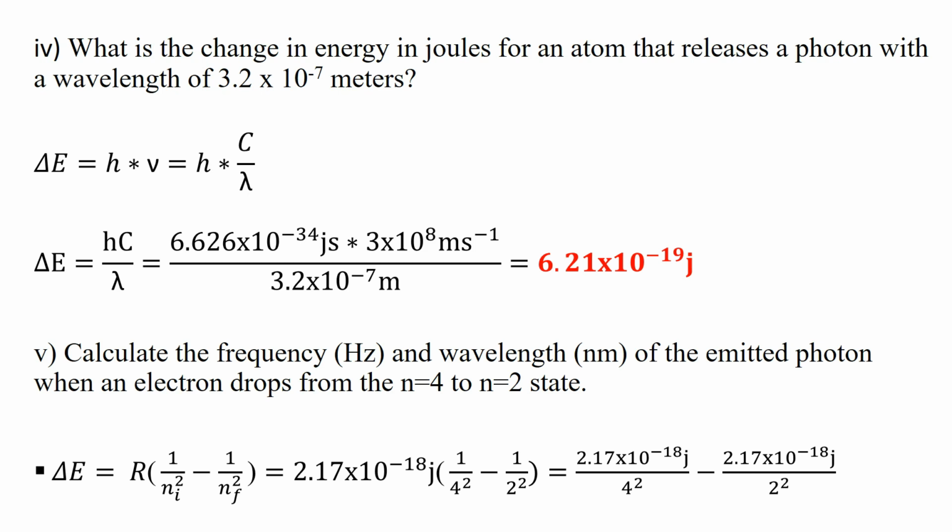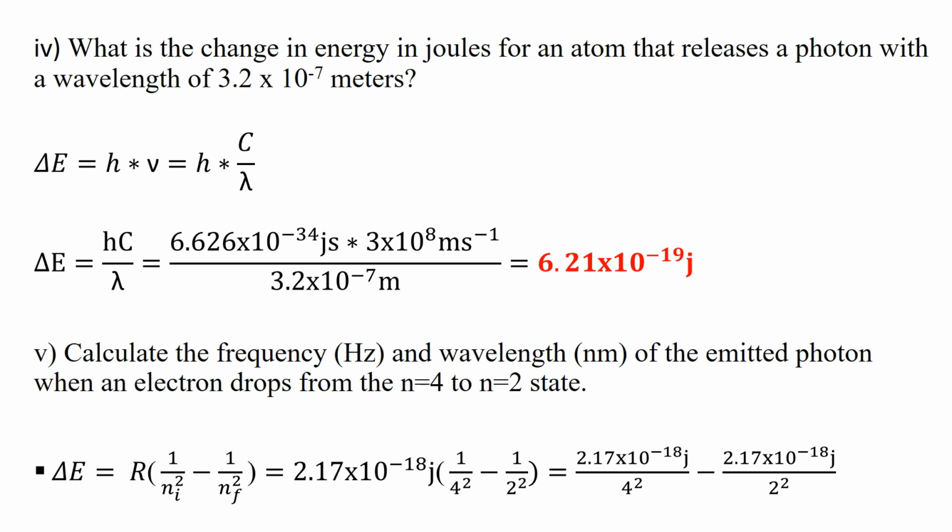And sub-question number 5 is asking to calculate the frequency and the wavelength of the emitted photon when an electron drops from the n equal to 4 to n equal to 2 state. In this case, we can calculate the change in energy. After getting the change in energy, we can calculate the wavelength.